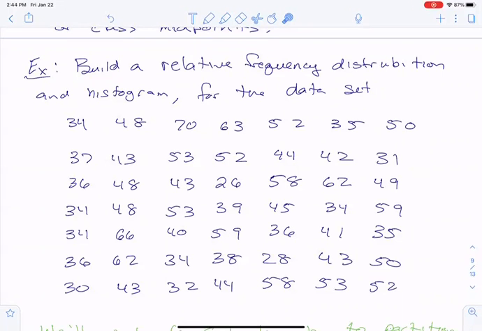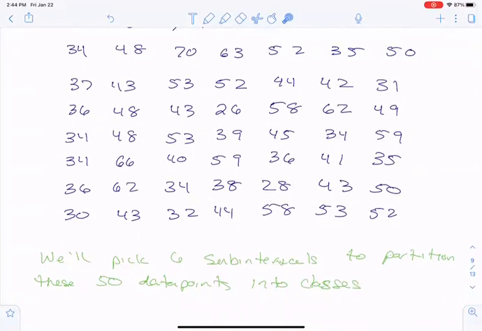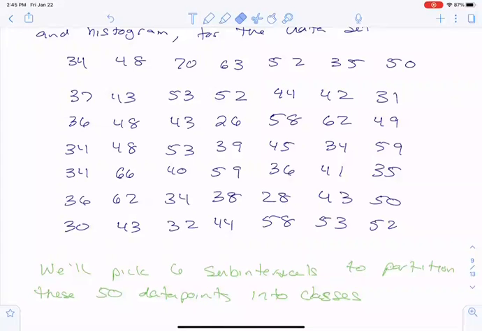So let's build this. We're going to build a relative frequency distribution and histogram for the following data set of values. What we'll do is pick 6 subintervals to partition these 50 data points into. If I look at our data chart, our highest value is 70, and our lowest value is 26.